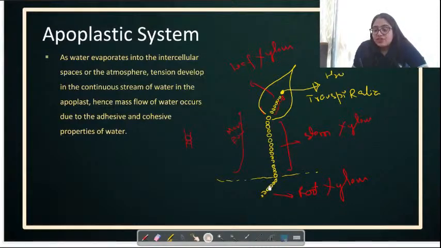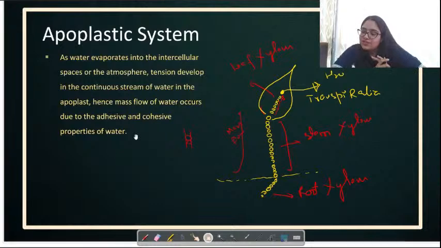So water actually reaches from root xylem to the stem xylem to the leaf xylem with the help of this apoplastic pathway, where there is a continuous stream of water, right? So the tension develops in the continuous stream of water in the apoplast, and hence mass flow of water takes place from roots to the leaf due to the adhesive and cohesive properties of water.